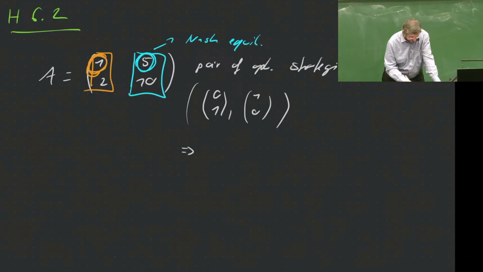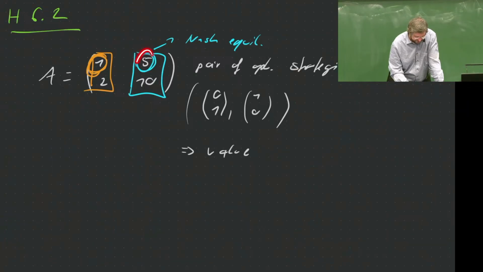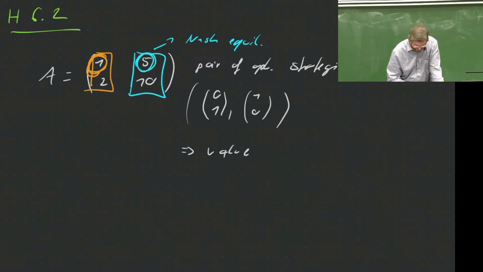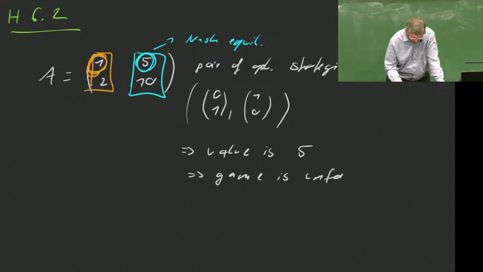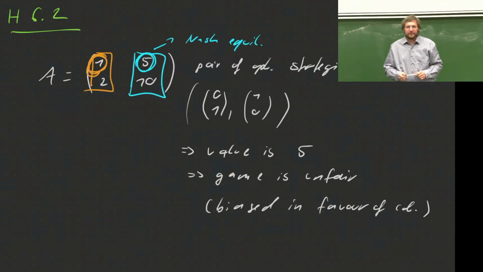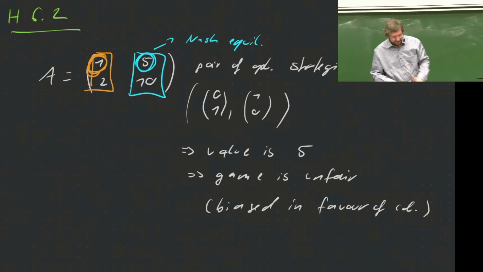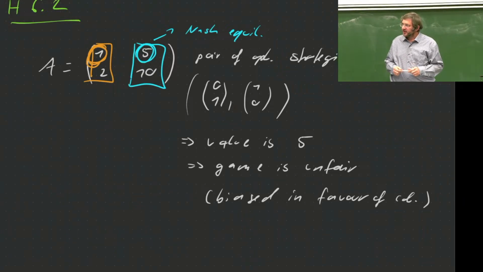And we can also use the value of the game. The value is the expected payoff in this Nash equilibrium. And of course, it's a pure strategy, so the payoff is exactly 5. And that also means the game is unfair. In fact, it's biased in favor of column. Right? So column gets 5 in this case. Okay, so that's probably the quickest way of solving this.